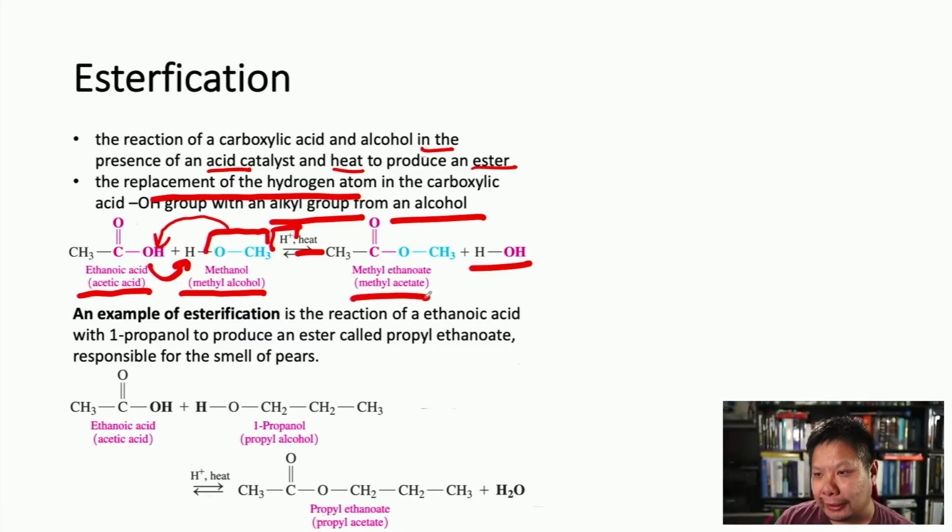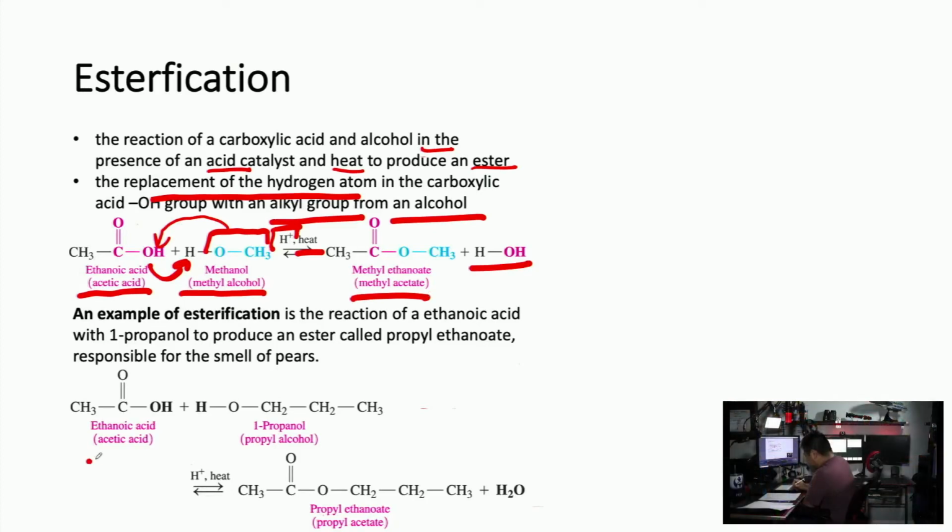Right? Quite simply, you are replacing the OH, the hydroxyl group, of the carboxylic acid with the alkyl group, minus the proton from the OH, of the alkyl group. Right? So here's another example here. We have again acetic acid. This time we have propyl alcohol or 1-propanol. And then when we treat it with some acid and some heat, what do we get?